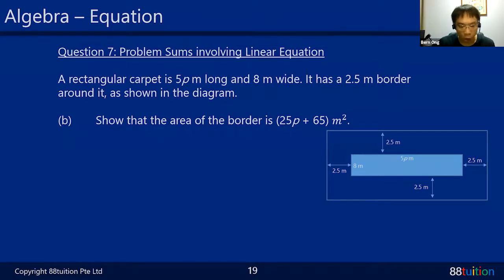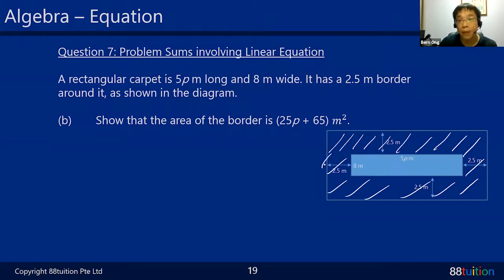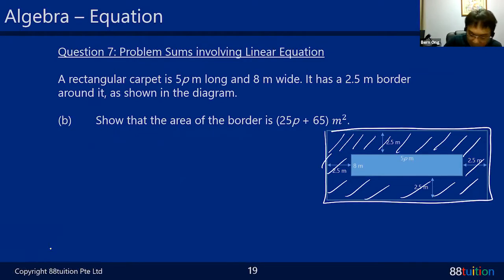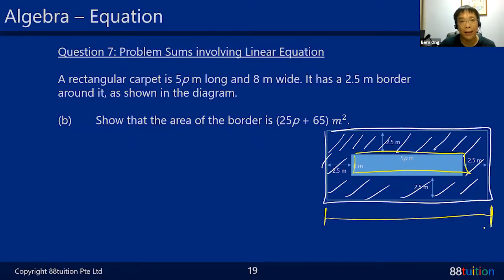Guarantee you. Okay, for question B, where is the border? The border is this white color portion. So how do you find the area of this white color portion? You need to find the area of the whole thing minus the area of the carpet, correct or not? But what is the length of this whole thing? The carpet is 5p, and the border is 2.5 on each side, so you must add 2.5 and add 2.5. Yes, you give me an answer again. Very happy to see you giving answers. Yes, it's 5p plus 5.